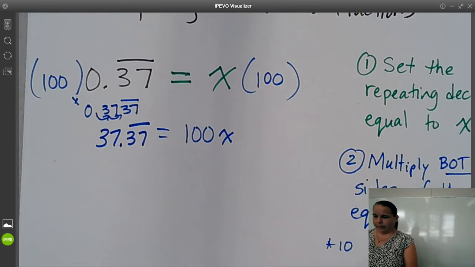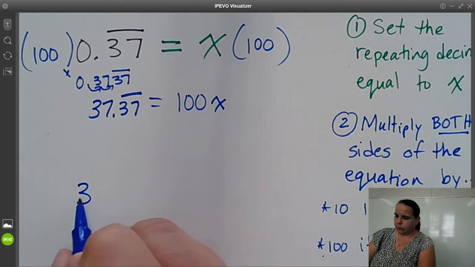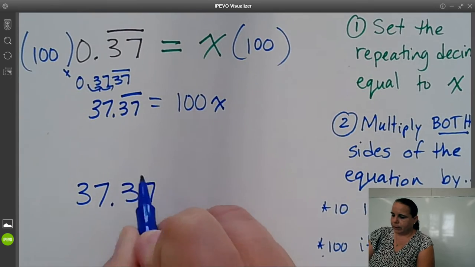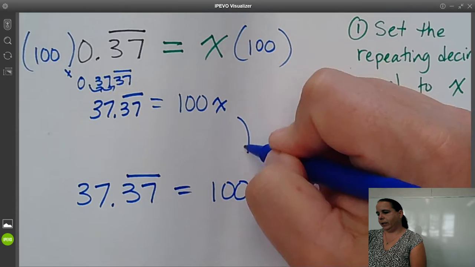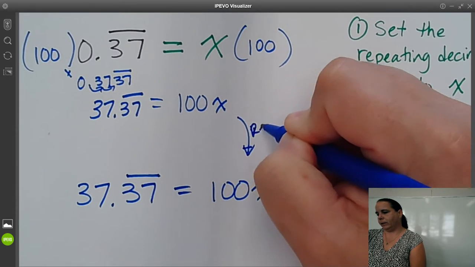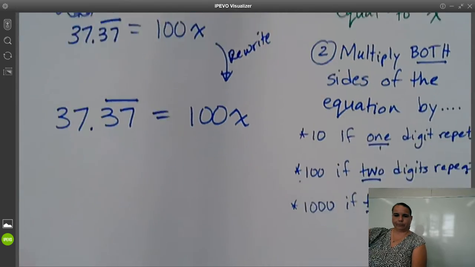I'm going to rewrite this down here a little bit lower just so we can space it out so it's bigger. All right, so 37.37 repeating equals 100x. All I did was rewrite this so that you can see it. That's all I did.